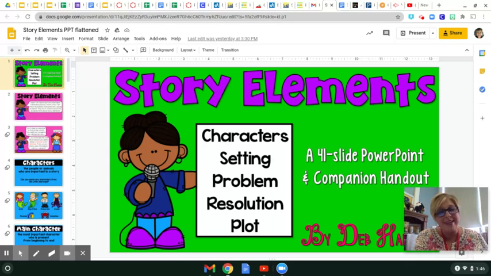Each story needs characters, a setting, some kind of problem, what we call the resolution, which we usually have called the solution. And the plot just means it's all of the problem and the solution together. What makes the story a story? And so we're going to break things down. Today, we're going to focus on the concept of characters.